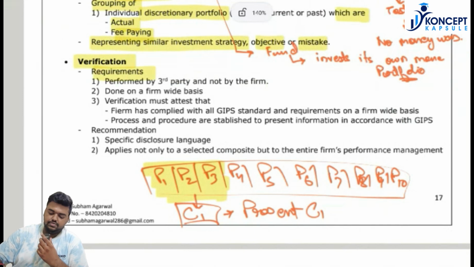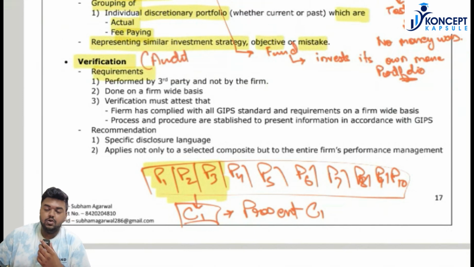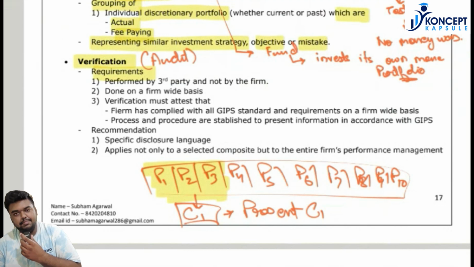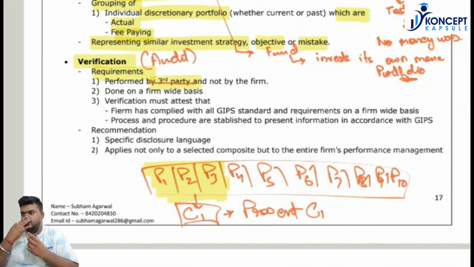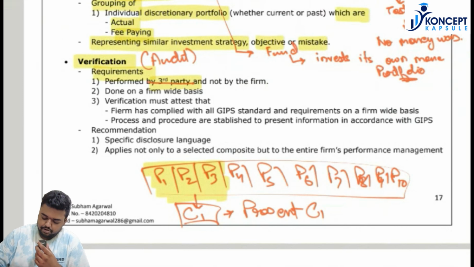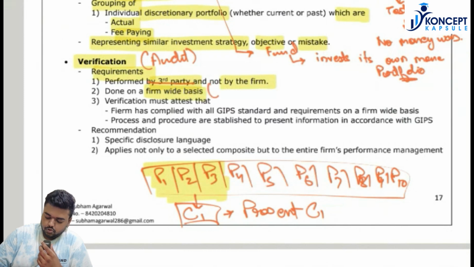Verification of GIPS. What is verification? It is like an audit. Audit of what? Audit of whether the company is GIPS compliant or not. It is performed by a third party, similar to an audit. Statutory audit is never done by the entity. It is always done by a third party, not by the firm. It is done on a firm-wide basis. Yes. Why? Because there is no partial GIPS compliance.